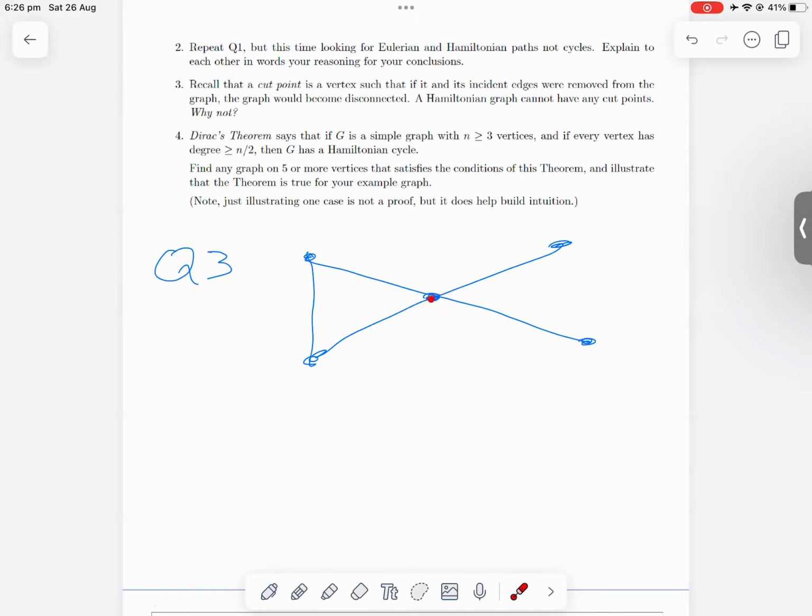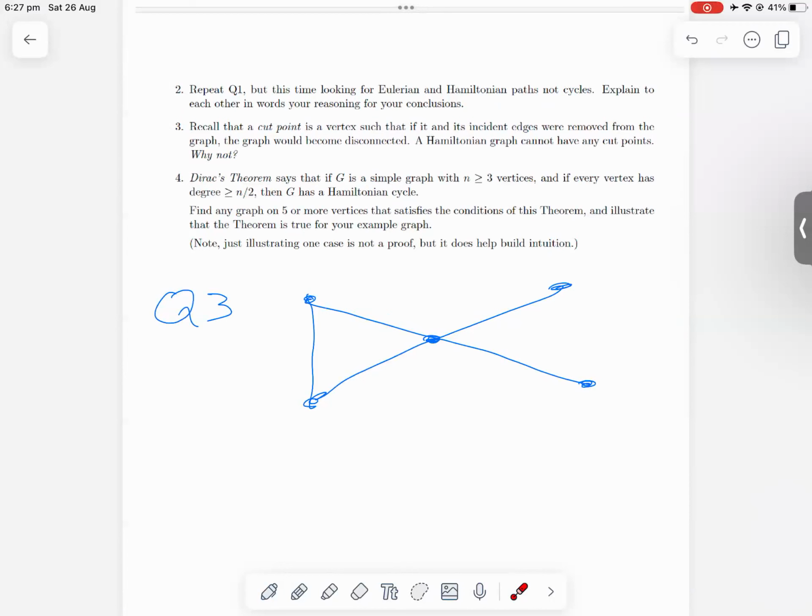So this is not a Hamiltonian one, because if I start from here, then if I pass from here, in some case I should come back from this vertex again to get where I started. So it will be impossible because I have to touch this vertex again. So this counterexample says that a Hamiltonian graph cannot have any cut point.